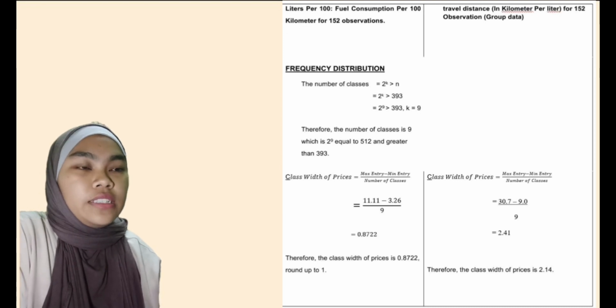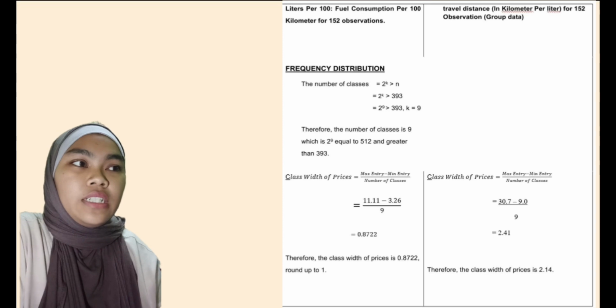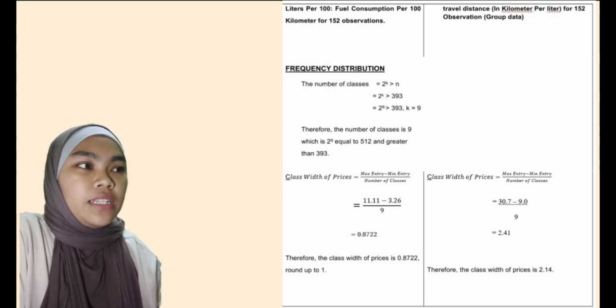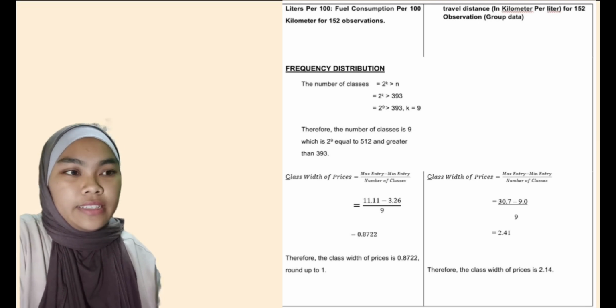We have two focuses. One is liter per 100, fuel consumption per 100 km for 152 observations, and the other is travel distance in km per liter for 152 observations, grouped data. The frequency distribution for the two focuses is the same. That is the number of classes. The number of classes is 9, which is 2 to the power of 9 equal to 512 and greater than 393.